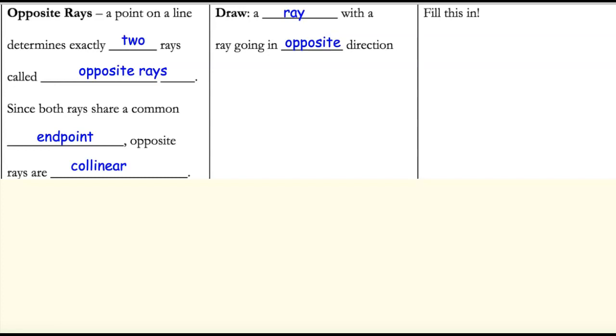So opposite rays: a point on a line determines exactly two rays, and they are called opposite rays. Since both rays share a common endpoint, the rays are collinear. So what we will do here is just draw a ray in one direction. We would have a little dot as the endpoint, and then we would have the ray in the other direction. So these rays are called collinear because they're on the same line.